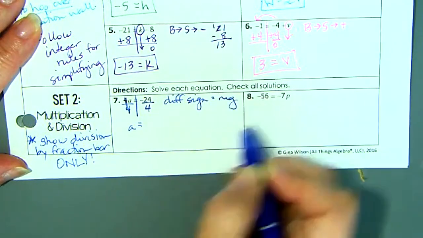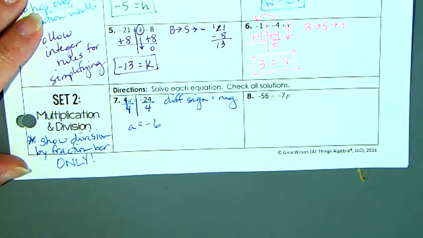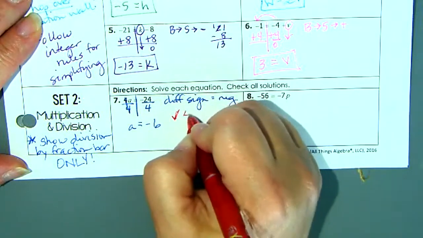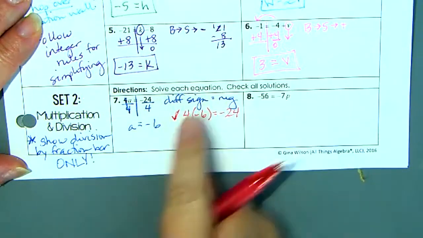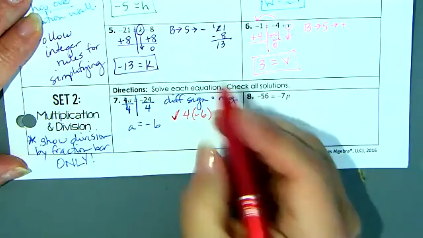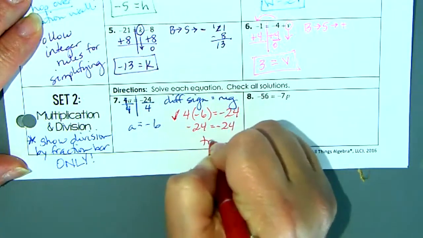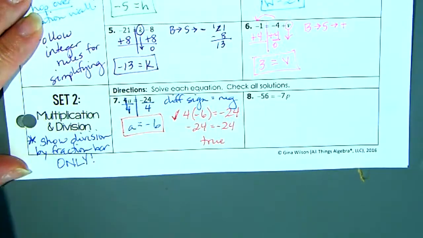So it's negative. So I have a -6. Now, if I'm checking this, you plug it in, and I'm going to have 4 times -6 equals -24. This is just plugging into the equation. Now we work. So we have -24 equals -24. This is true. So therefore, this is a correct answer.